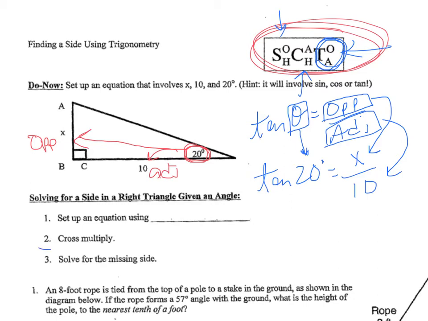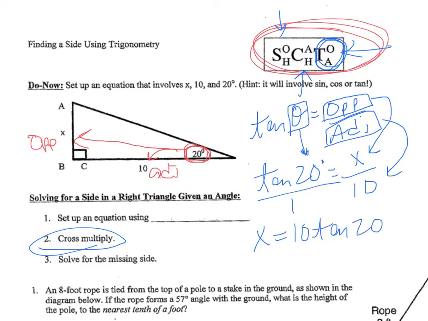Then the next step says cross multiply. So I'm going to put tangent of 20 over 1. I cross multiply and I get x equals 10 tangent of 20. And then it says solve for the missing side. So I'm going to type into my calculator 10 tangent of 20, and I get x is equal to 3.6397023343. For now, we'll just round to the nearest tenth. So x is equal to 3.6.